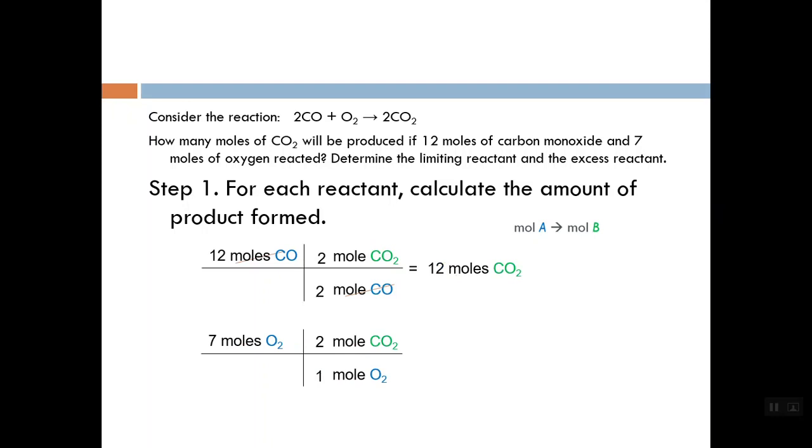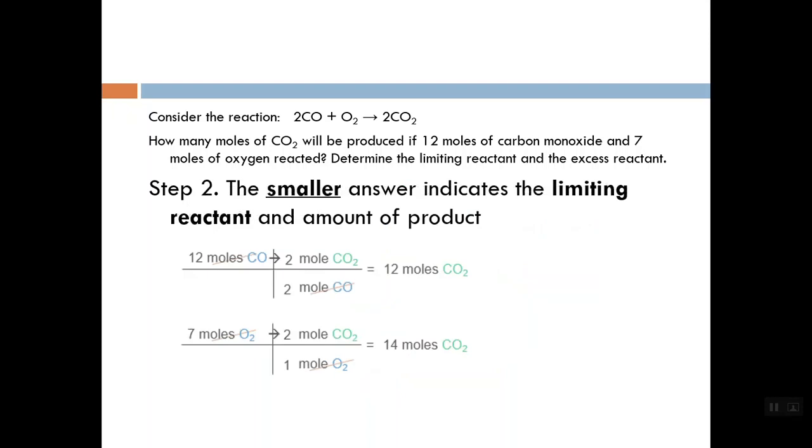2 moles of carbon dioxide to 1 mole of oxygen. So multiply and divide, and we get 14 moles of carbon dioxide. All right, great. We set it up twice. We have 2 answers. Now we're looking at the smaller answer. So out of these two, what's the smaller answer? It's 12 moles of carbon dioxide. So that is how much is produced, 12 moles of carbon dioxide.